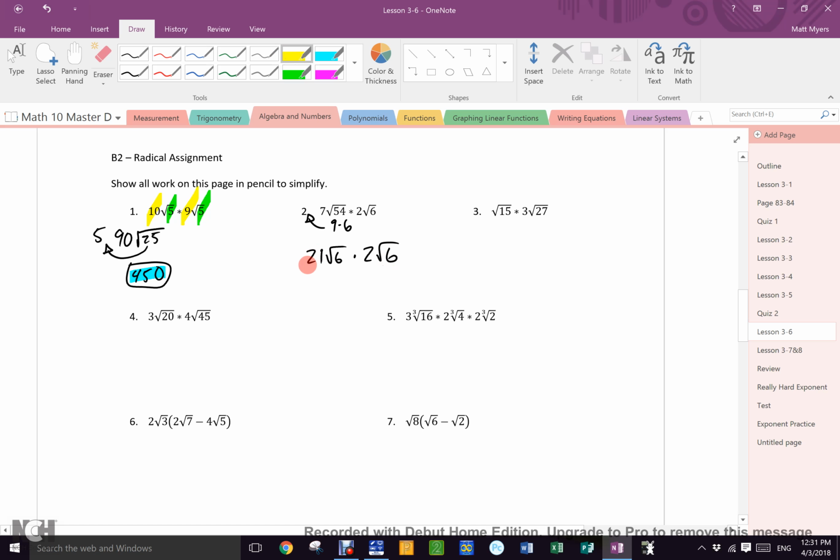What do I do with 21 and 2 to get 42? 6 times 6 is 36. The square root of 36 is what? 6. So out comes a 6. 6 times 42 is 252. Is everybody okay?